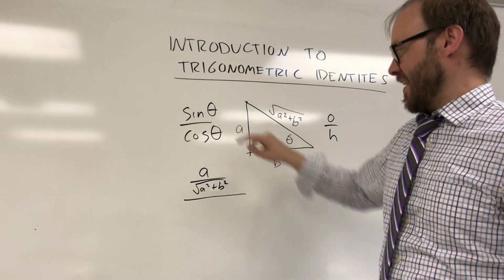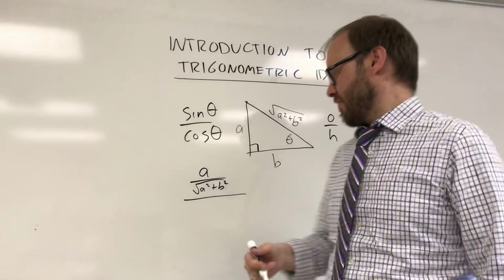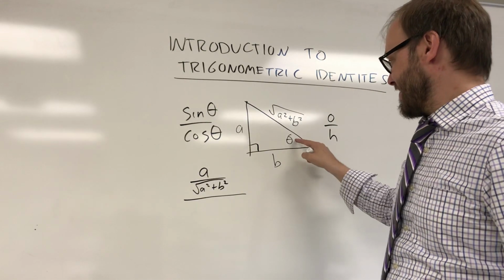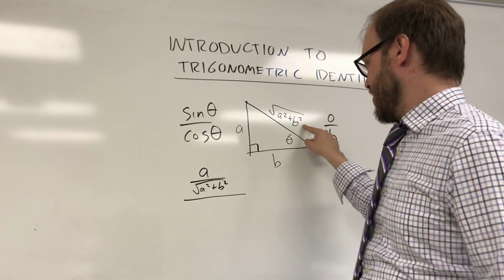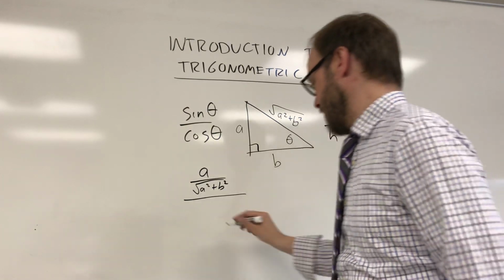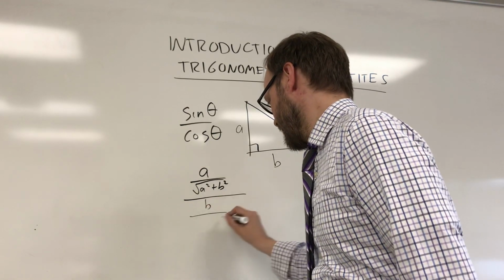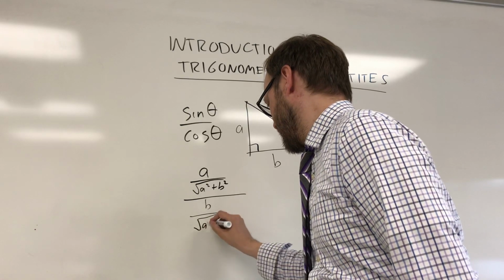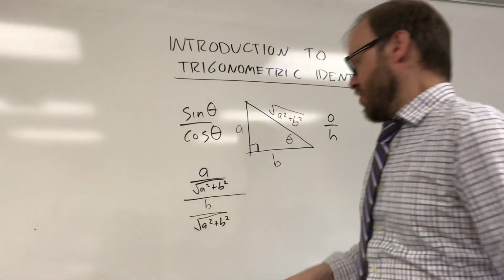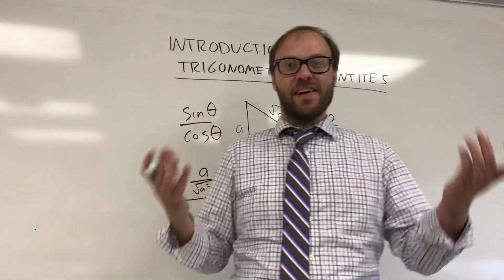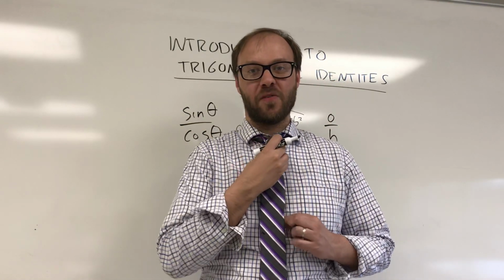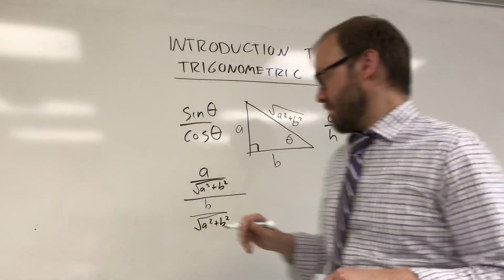In place of cosine of theta, I'm going to fill in everything in my triangle as well. Cosine is adjacent over hypotenuse. So that would be B over radical A squared plus B squared. Okay? You may look at that fraction and say, oh my gosh, there are four parts there. That's ridiculous. What's going on with that? But here's really the key.